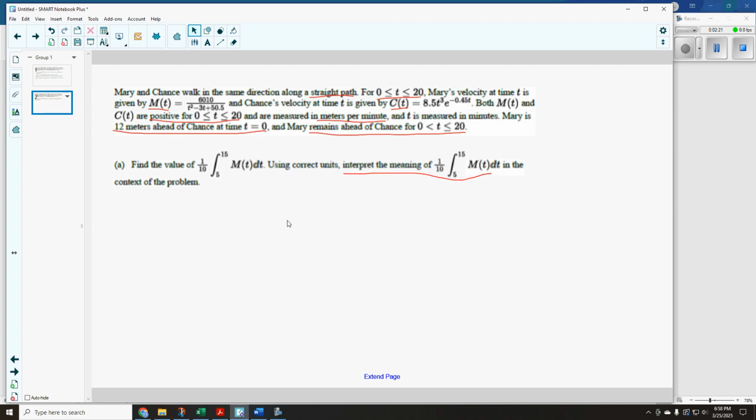So the giveaway here is that from 5 to 15 minutes is 10 minutes. Come on. It's 10 minutes. And we're multiplying this by 1/10. So I immediately thought of 1 over b minus a, integral from a to b of f of x dx. That is the average value of a function.